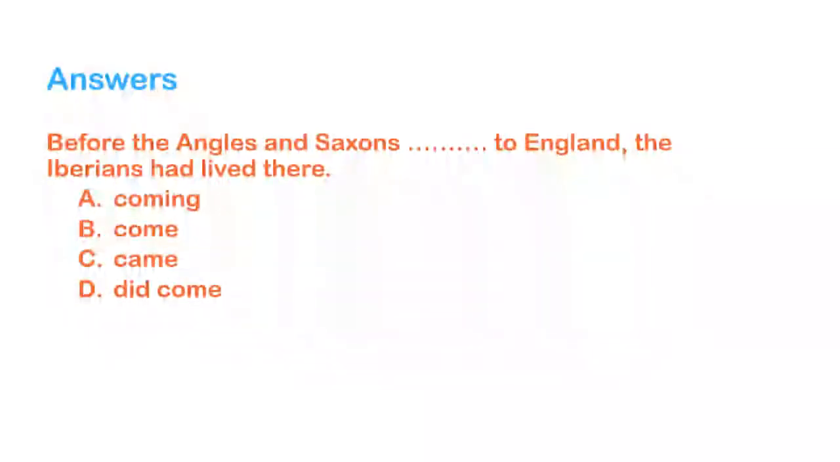And now let's check your answer. For the first question, let's read the whole sentence. "Before the Angles and Saxons came to England, the Iberians had lived there." Here we can see that it consists of two clauses connected by the adverb before in the beginning of the sentence. The first clause has a missing verb, while the second clause has its verb already, that is, had lived.